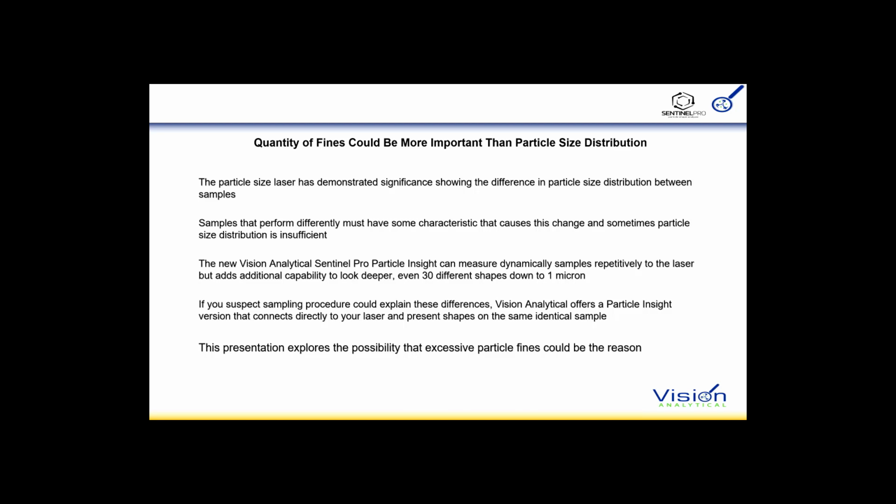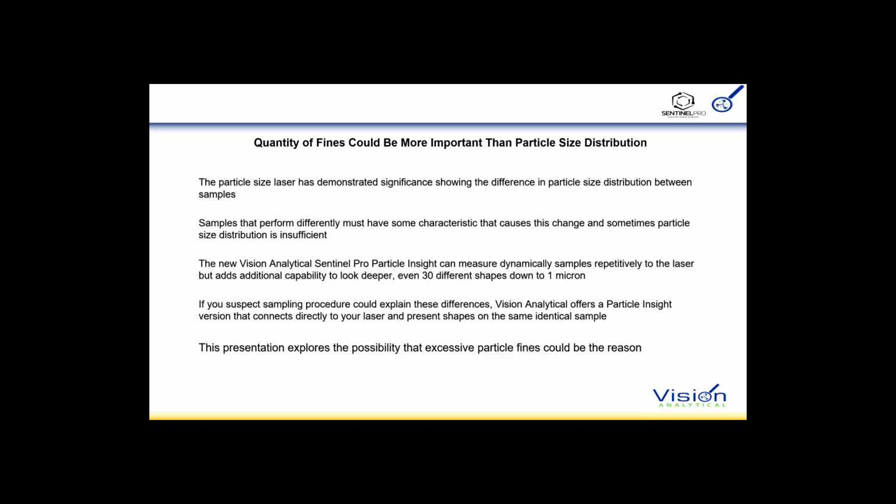Sometimes laser results cannot give you enough information why a sample performs differently in your process, or why a sample result cannot be repeated accurately. You get different results even from the same sample using laser, which says that there's something different in the sample. This new version of the Sentinel Pro can measure equivalent circular area diameters with 31 other shapes, even down to as low as 1 micron.